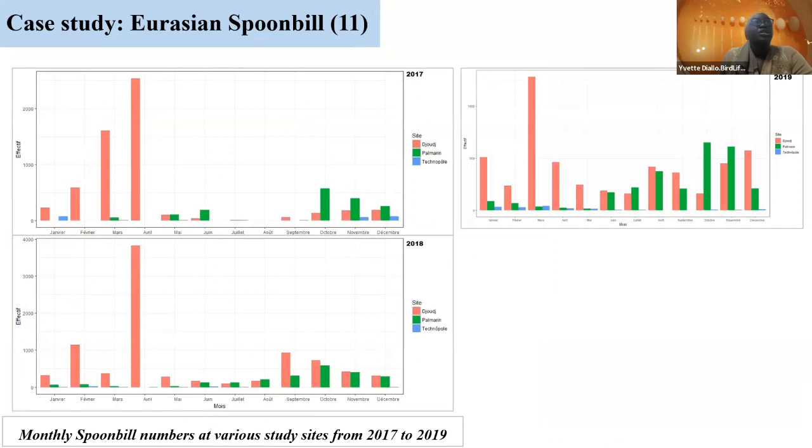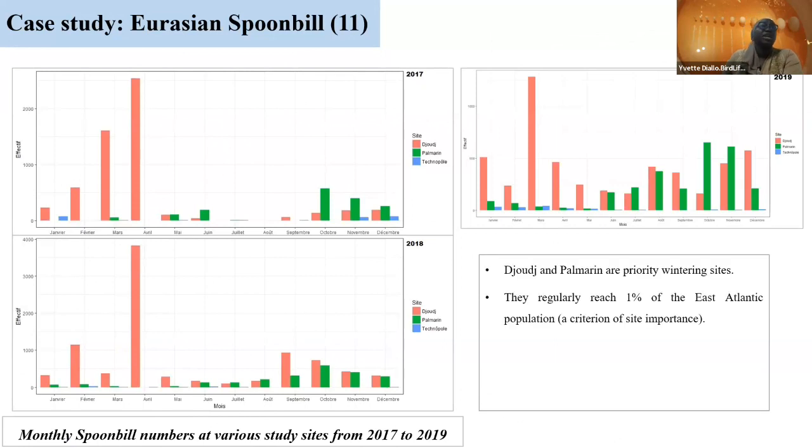Next again, we have spoonbill numbers at various study sites from 2017 to 2019. Here, Djoudj and Palmarin are priority wintering sites. They regularly reach 1% of the East Atlantic population, which is a criterion of site importance. Technopole is a secondary or resting site. Next, this more or less reflects the fidelity of the individuals to their wintering site.